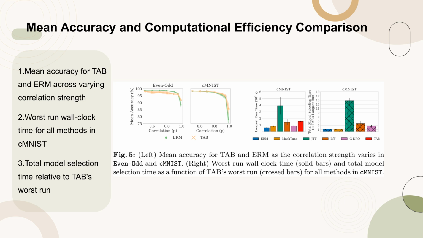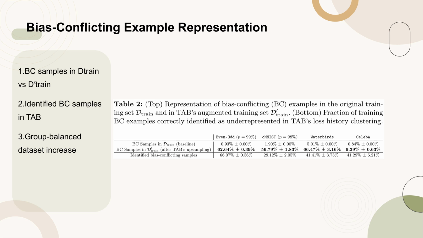Table 2 presents the representation of bias-conflicting, BC, examples in the original training set and in TAB's augmented training set. The top section shows the percentage of BC samples in both sets across different tasks. The bottom section details the fraction of training BC examples correctly identified as underrepresented in TAB's loss history clustering. This analysis highlights how TAB's augmentation leads to a more group-balanced dataset, with significant increases in BC sample representation, particularly in tasks like even, odd, and CelebA. The results underscore TAB's effectiveness in identifying and upsampling underrepresented BC samples, contributing to improved group balance and potentially informing future data collection strategies.